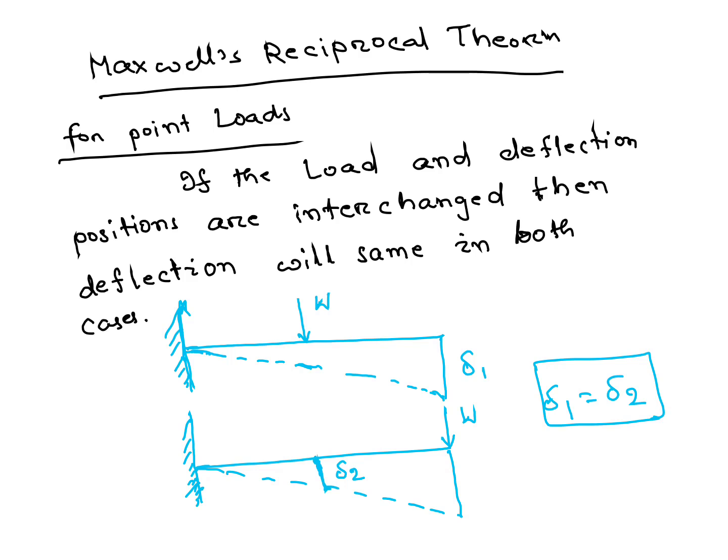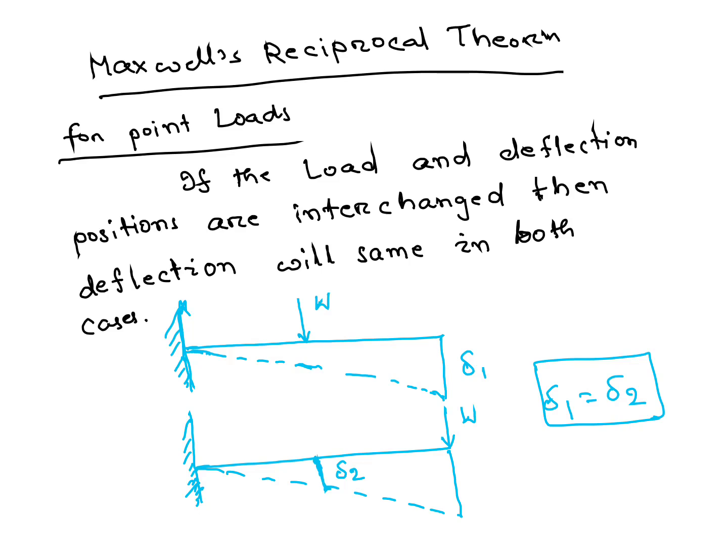This is very important in solving problems. They will give this type of figure, W value they will give, and you have to find the delta 1, then delta 2 equal to delta 1. You will get the answer.